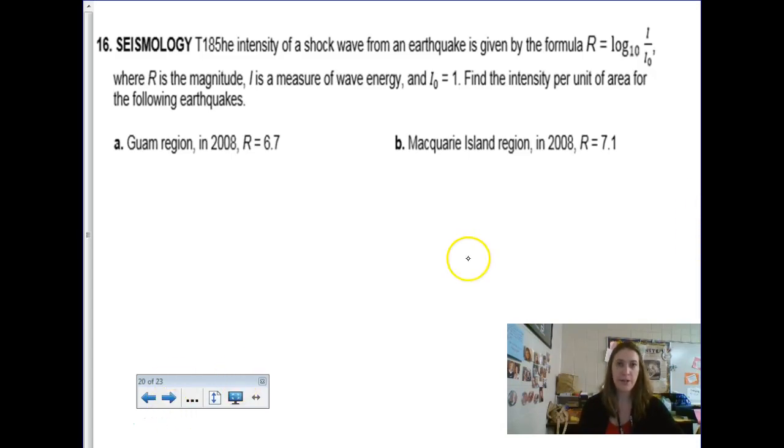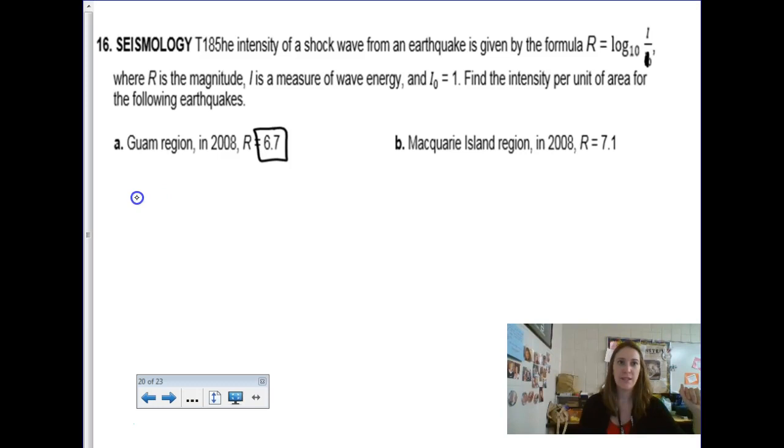Richter scale, great application of our logarithm. So R is the magnitude and I measures the intensity of the wave, and the initial intensity being 1. So this is the ratio formula for the Richter scale. Pretty boring since this is always going to be a 1, comparing it to like no intensity, or a unit of 1 intensity. So in Guam in 2008, they had an earthquake that measured 6.7 on the Richter scale.